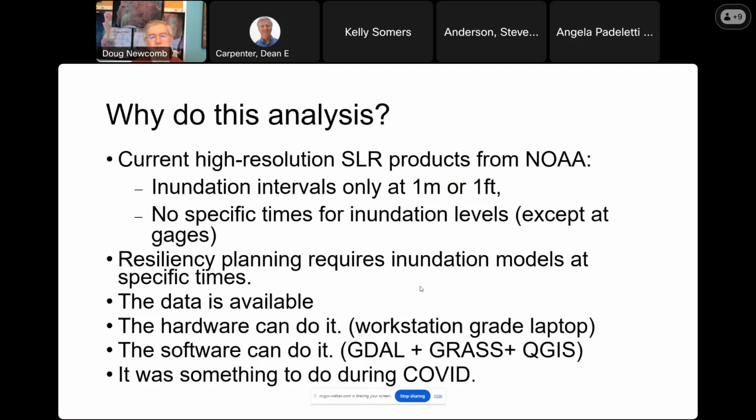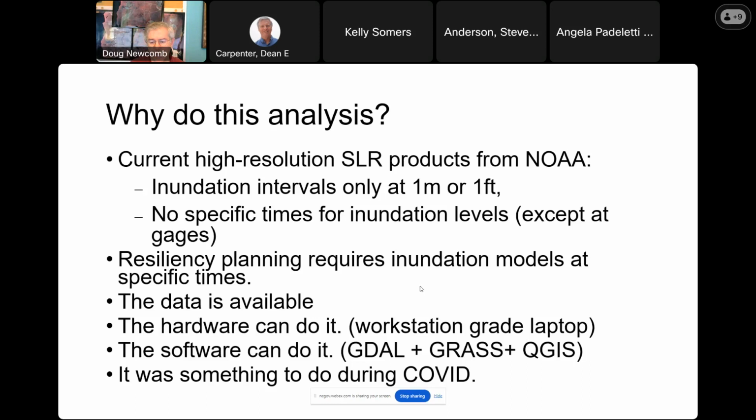So why do I want to do more of a straight model analysis? Well, NOAA's data only shows on their big maps inundation intervals at 1 meter or 1 foot. They don't do time-specific inundations. So if you wanted to do resiliency planning over the course of, say, the next century, you want to look at, if sea level rise is occurring, to what extent is it occurring? What do the models say is going to happen with sea level rise, and when is it going to happen? So how can we plan? And actually, it's not that hard to do.